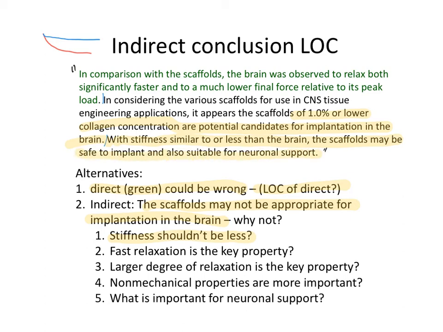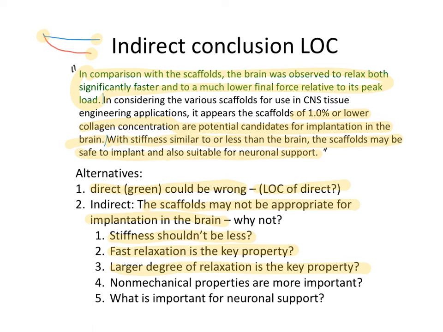So they give us some hints here, right? Well, maybe the stiffness doesn't need to be less. Maybe for some reason that's not ideal. I think they made some arguments with the literature to that extent, but you'd want to address that. But then also, okay, what if the fast relaxation is not the key property? They've just cited up here these differences, and then they've proceeded to ignore them. So maybe that's a mistake. Maybe the fast relaxation is important, or the larger degree of relaxation, where compared to peak force, the scaffolds only relax a little, the brain relaxes a lot. Maybe that's really important.